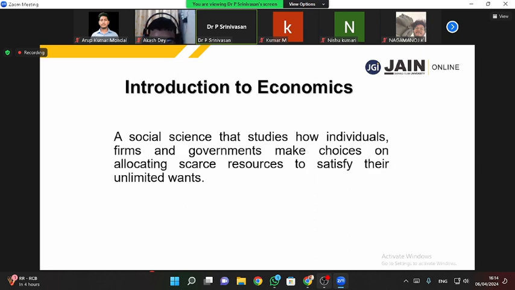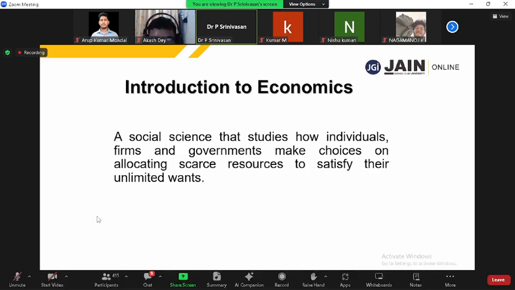Factor inputs means the inputs required to produce the output. You know the production process, right? The process of converting input into output. What I'm saying is, there are four primary factors of input: land, labor, capital, organization. Let me go to the next one. So economics, if you say it very simply, deals with scarce resources such as land, labor, capital, organization.